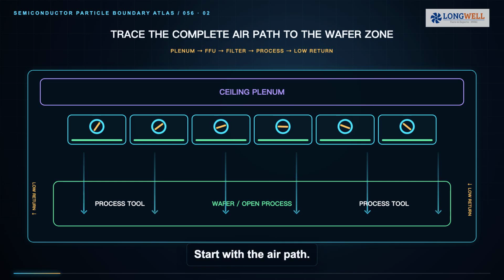Start with the air path. Conditioned air enters the ceiling plenum, an EC fan draws it through the FFU, the final filter removes particles, and the supply face distributes clean air into the process bay. Air then travels past the tools and people, into the low return path, and back to the air handling system. The critical point is the wafer or open process zone, not the center of an empty room.